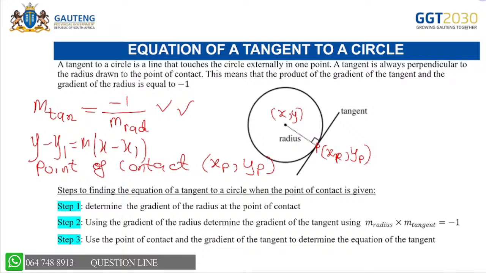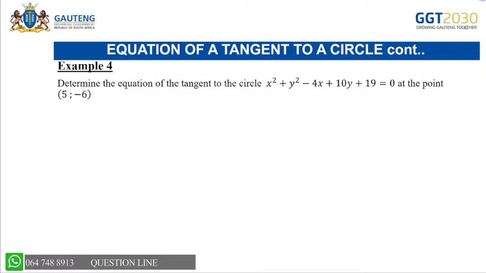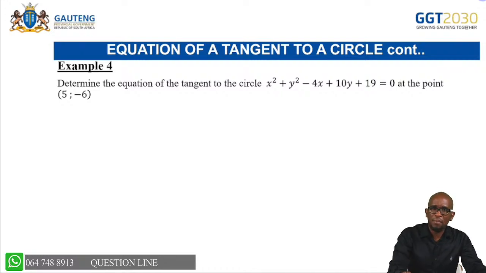Right. Let's look at an example. Remember the steps. Determine the gradient of the radius. Work out the gradient of the tangent using the property. Use the standard equation of a straight line to substitute both the gradient of the tangent as well as the point of contact to find the equation of that particular tangent.